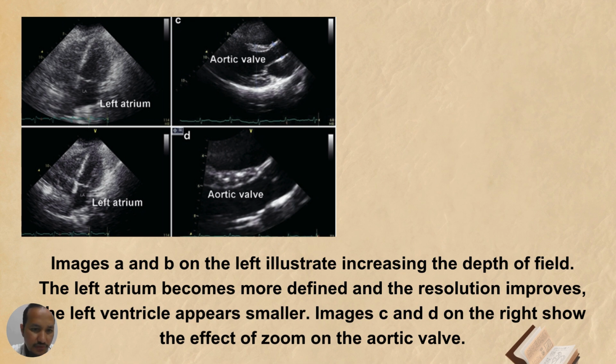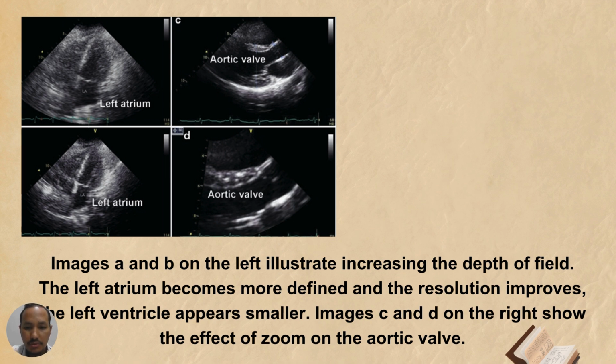So this is for example an image of the aortic valve, left and right atrium. The image above and beyond the left illustrates increasing the depth and field of view. The left atrium becomes more defined and the resolution improves. The left ventricle appears smaller. Images C and D on the right show the effect of zoom on the aortic valve.